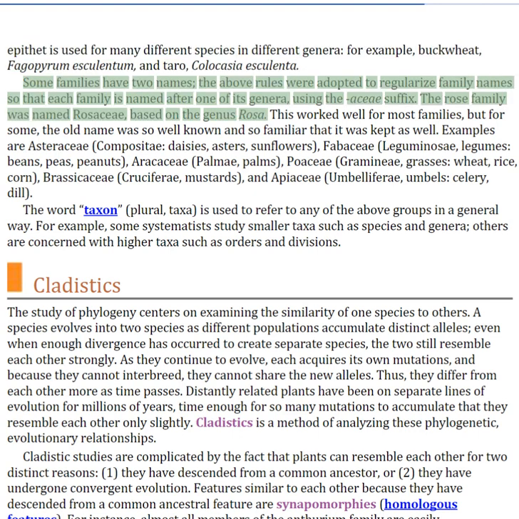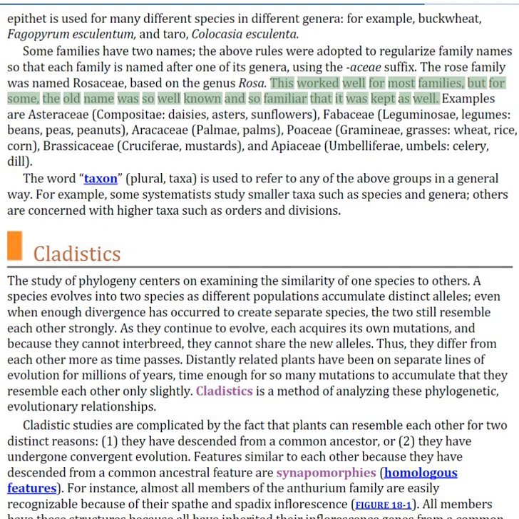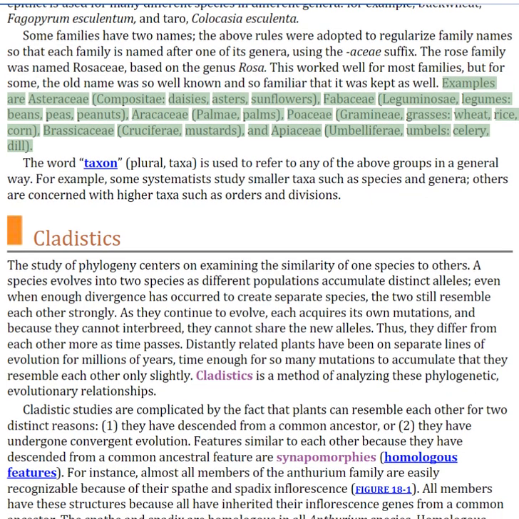Some families have two names. The above rules were adopted to regularize family names so that each family is named after one of its genera, using the -aceae suffix. The rose family was named Rosaceae, based on the genus Rosa. This worked well for most families, but for some, the old name was so well known and so familiar that it was kept as well. Examples are Asteraceae, Fabaceae, Ericaceae, Poaceae, Brassicaceae, and Apiaceae.